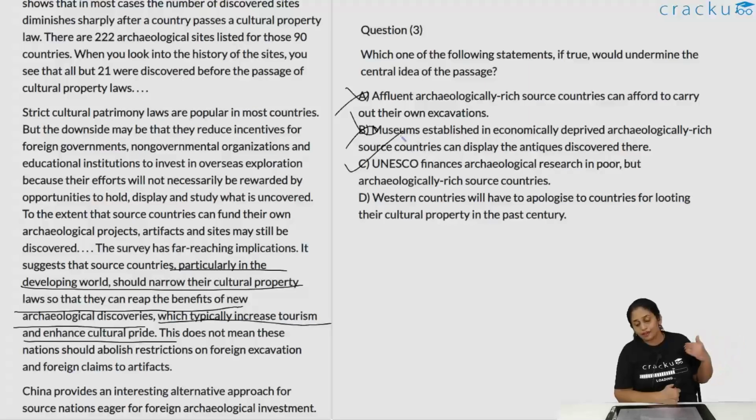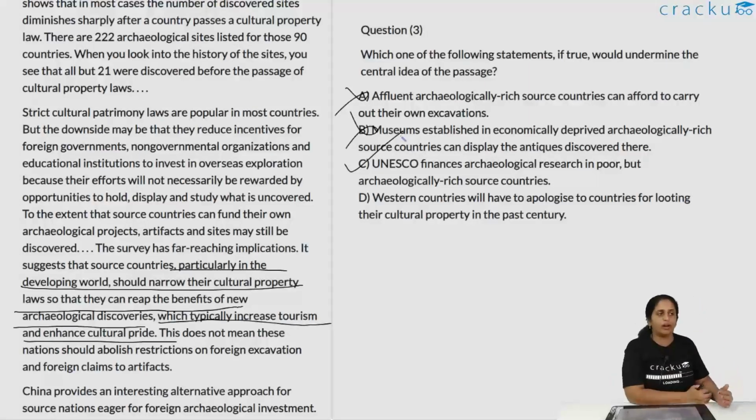Option D: Western countries will have to apologize to countries for looting their cultural property in the past century. Now, this apologizing has nothing to do with the point. The point that the author is making is an economic point. At what level will people be incentivized to dig for archaeological sites? If you have these kinds of strict cultural property laws, there is no economic incentive, so no one digs. This is the argument being made by the author. The author is not saying who is responsible, who has to accept blame, who has to apologize. He has not gotten into that at all. So D can easily be eliminated. C is the right answer.